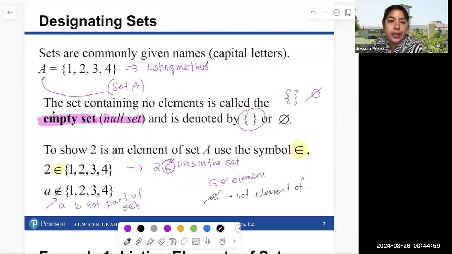Okay, so make sure you're writing that down. I'll give you a few minutes. So what does it mean to be an element of an empty set?